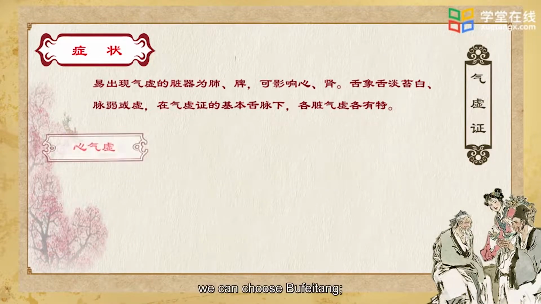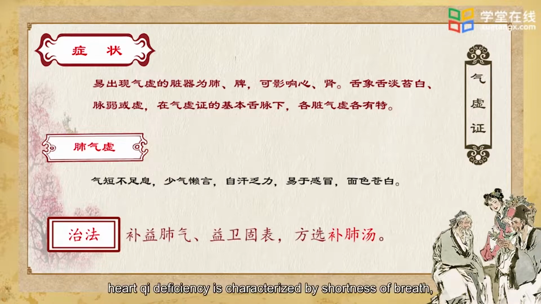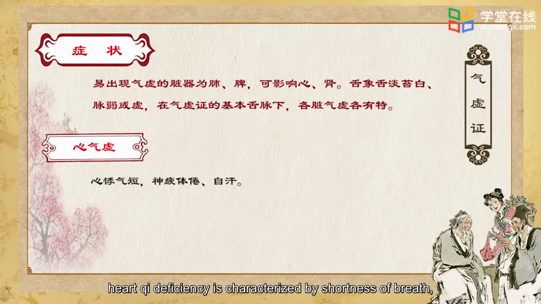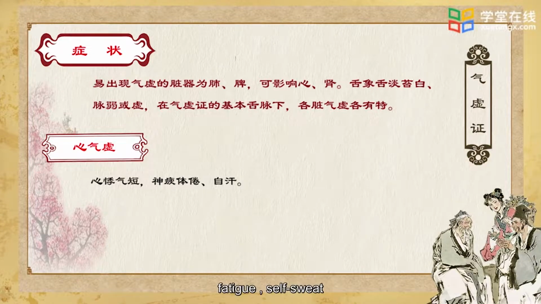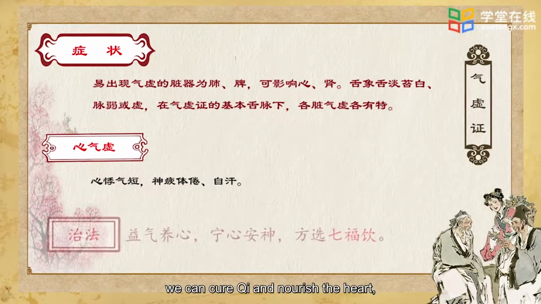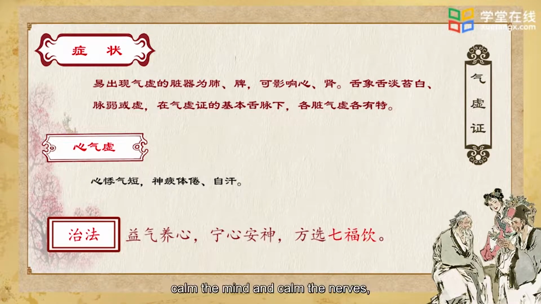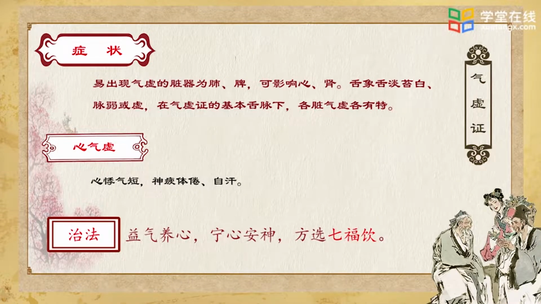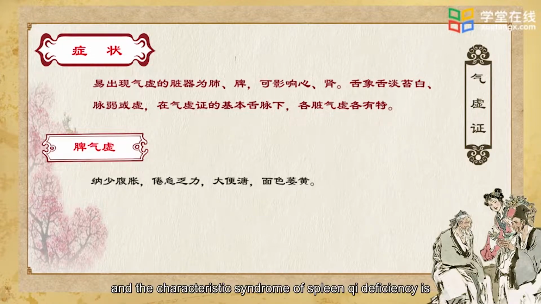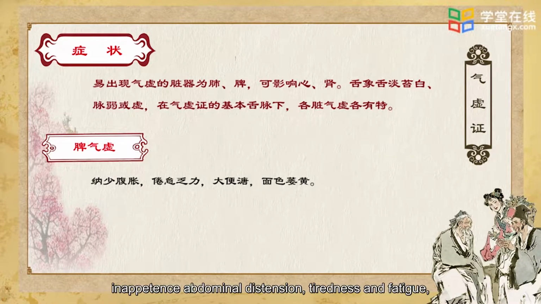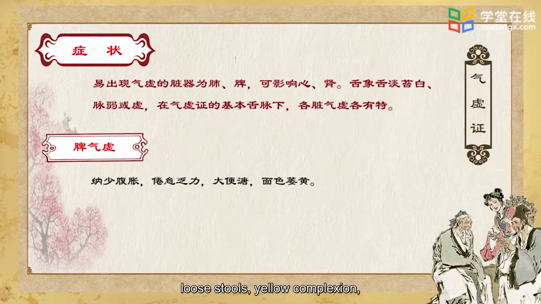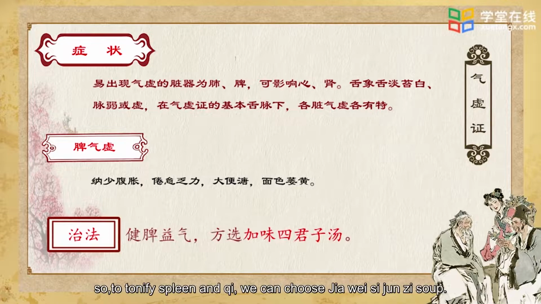益肺固表. We can choose 补肺汤. Heart qi deficiency is characterized by shortness of breath, fatigue, spontaneous sweating. We can tonify qi and nourish the heart, calm the mind and nerves. Then we can choose qi food drink. And the characteristic syndrome of spleen qi deficiency is inappetence, abdominal distension, tiredness, fatigue, loose stools, yellow complexion. So, to tonify spleen and qi, we can choose 加味四君子 soup.